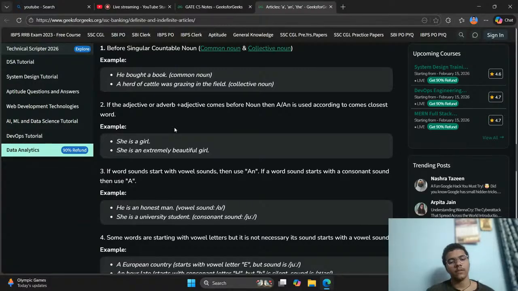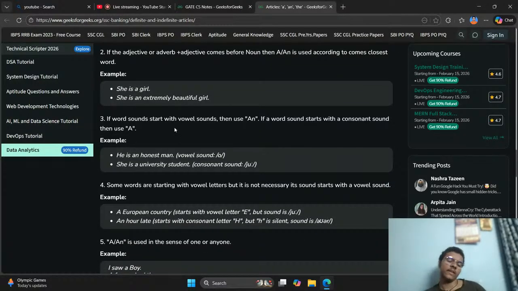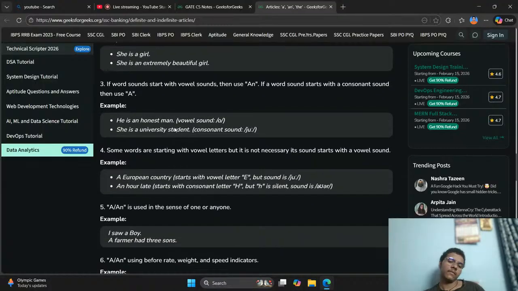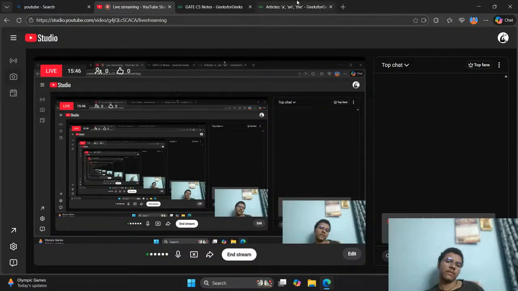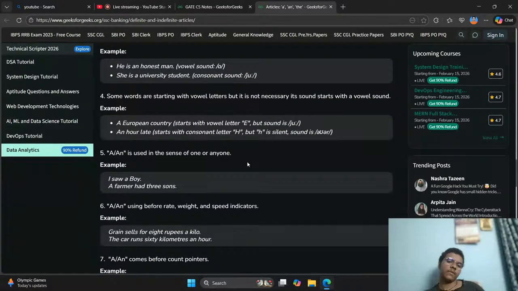If a word starts with a vowel sound, then use "an". If a word starts with a consonant sound, then use "a". He is an honest man. She is a university student. Some words start with vowel letters, but that is not necessarily so; the noun starts with a consonant sound. A European country. An hour late.